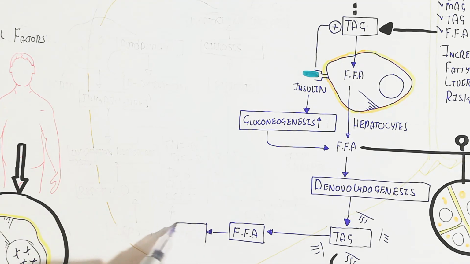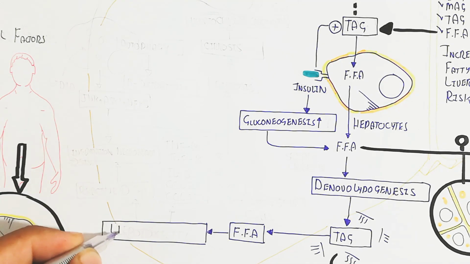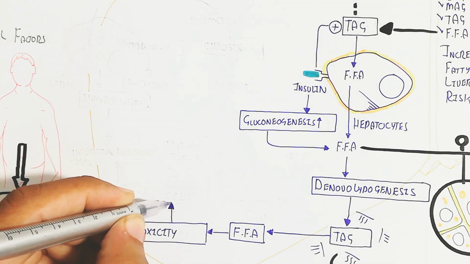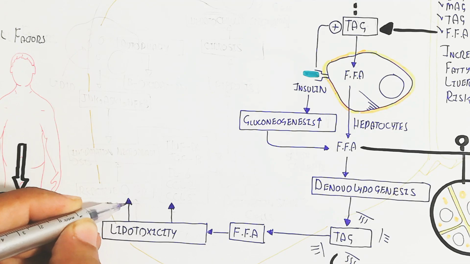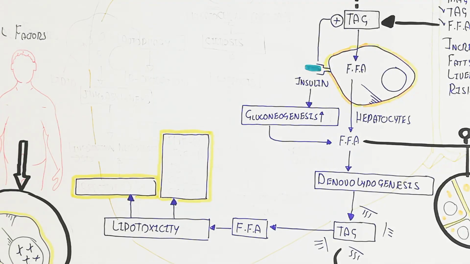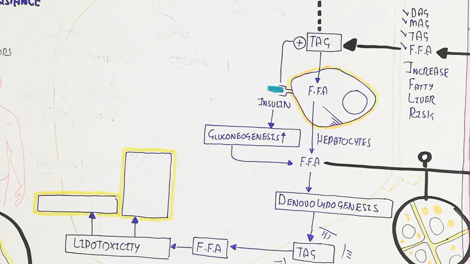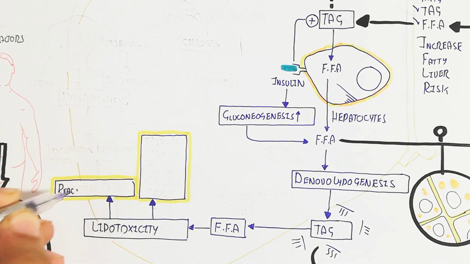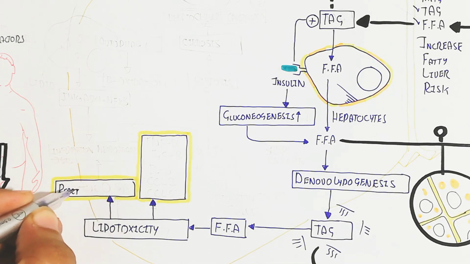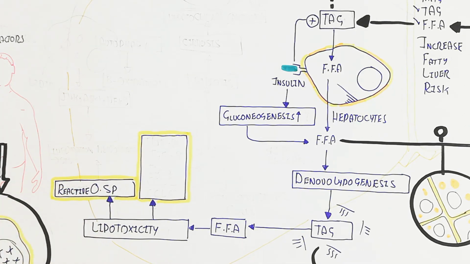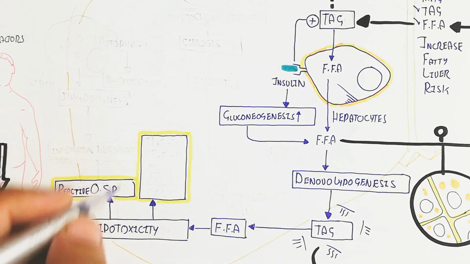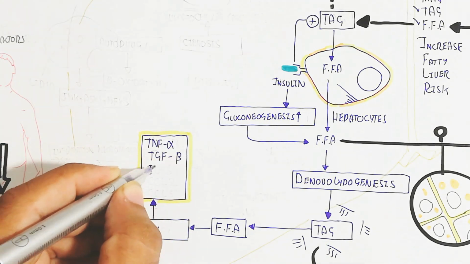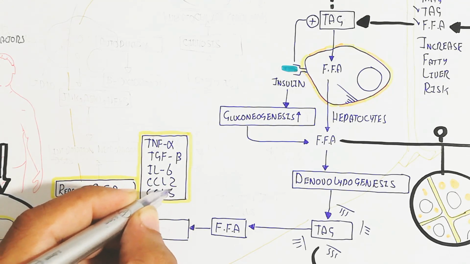In this case, the free fatty acid will lead to lipotoxicity in the adipocyte and hepatocyte. Lipotoxicity will trigger the production of reactive oxygen species, tumor necrosis factor alpha, transforming growth factor beta, interleukin 6, CCL2 and CCL5. These factors and reactive oxygen species will lead to inflammation and necroptosis.